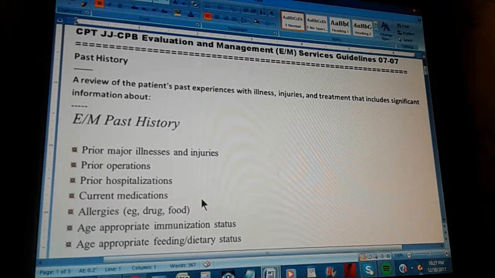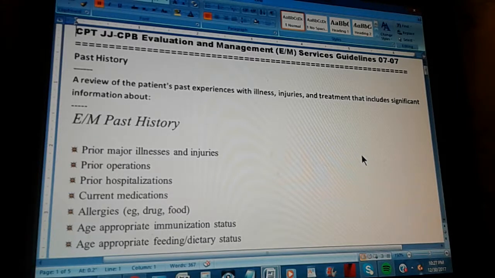Allergies, if you're allergic to tuna. Oh no, to a drug would be to certain antibiotics, and food, to tuna, for instance. And then the age-appropriate immunization status, if you got all your vaccines, and age-appropriate feeding and dietary status. That is what the past history includes, okay? And that has an impact on the coding for E&M coding. So that's the theory for today.